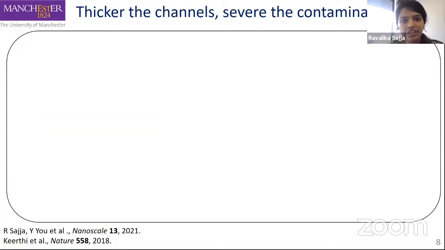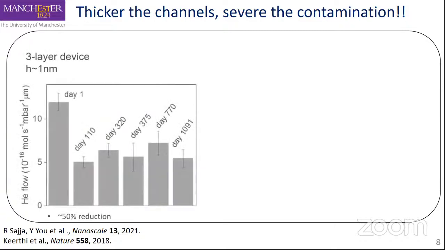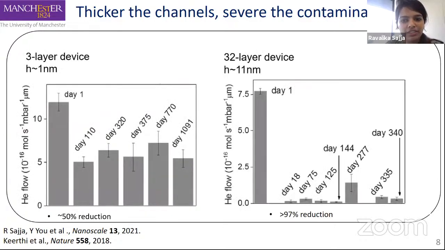Further, we then proceeded to understand the difference in the confinement behavior of the hydrocarbon contamination in a thicker and a thinner channel. So to compare that, we took a 3-layer device and a 32-layer device to see the difference in the hydrocarbon contamination. As clearly seen from these two graphs, there is a 50% reduction in the gas flow rate in a 3-layer device, which is a thinner channel device, whereas there is more than a 97% reduction in a 32-layer device. We majorly attribute this to the difference in the interaction of the hydrocarbon molecule and the surface at different confinement.